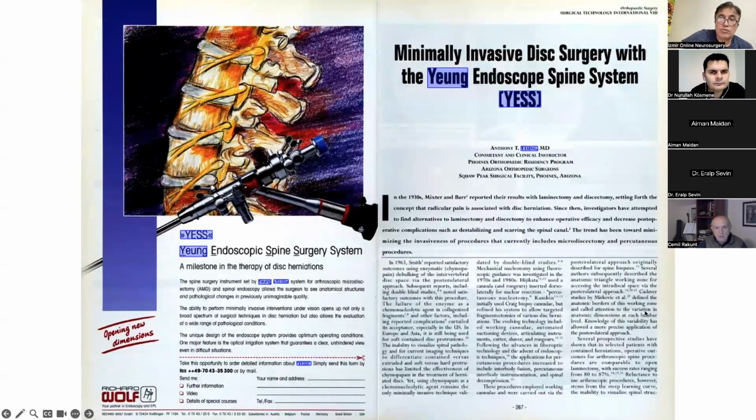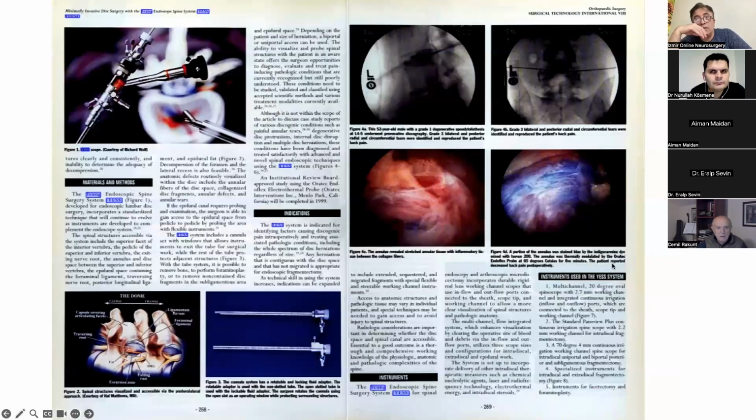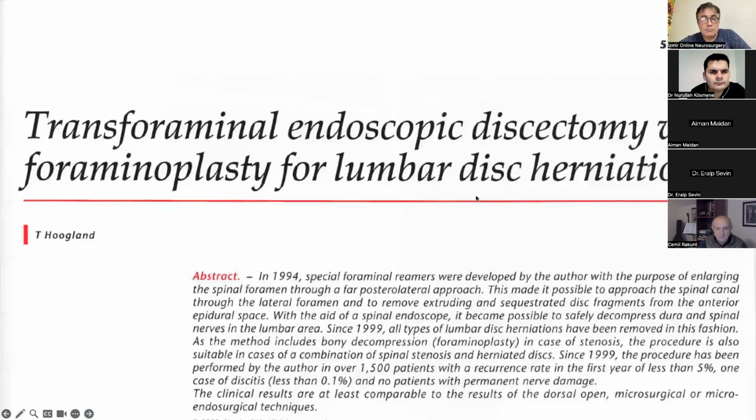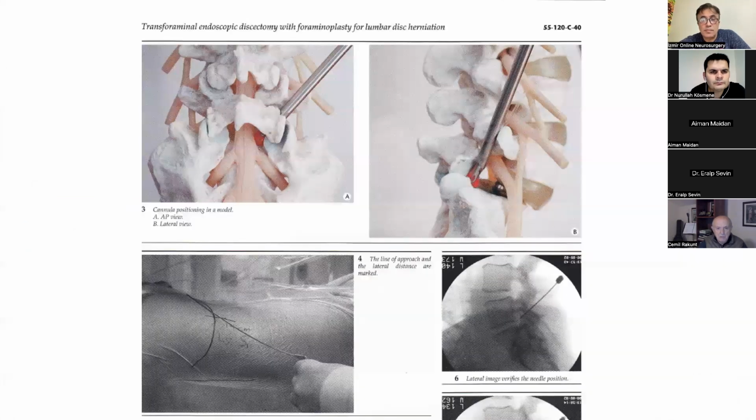Yeung published the original inside-out technique in 1999. The intradiscal pain generator was removed after placing the cannula in the intradiscal space through Kambin's triangle. Hoogland introduced the outside-in technique using a transforaminal approach in 2003. This technique made it easier to reach the L5-S1 disc space.